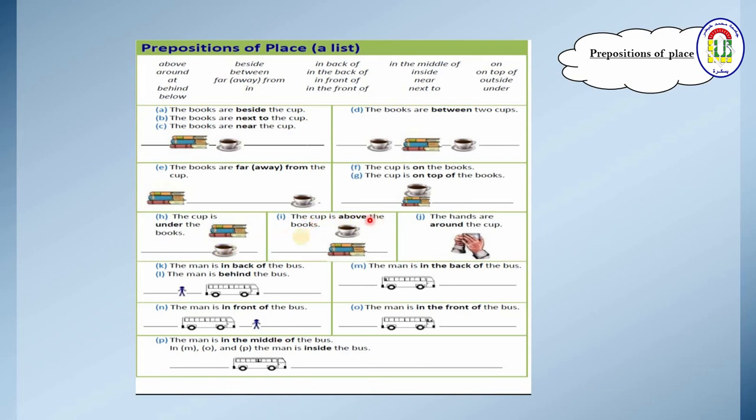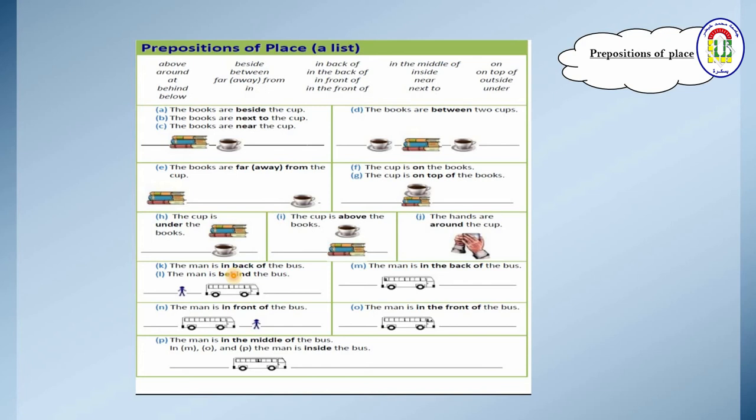The cup is above the book. It is not directly on. Above, it means what? It is not on it. So on, they touch. And here it is only above. I didn't put it on it directly. The hands are around the cup. The men, here we have seen the cups.